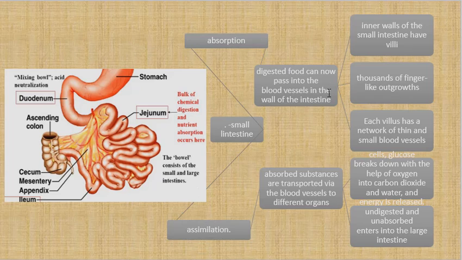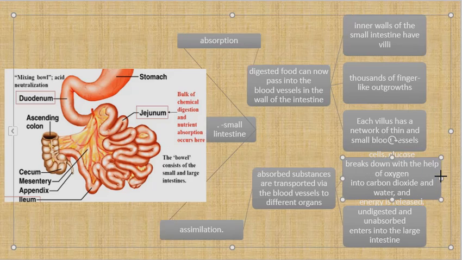What is absorption? Digested food can pass into the blood vessels in the wall of the intestine. This intestine has walls which can take the food that has been digested. The blood vessels of the walls of the intestine help in absorption of proper nutrients from the food. So the inner walls of the small intestine have villi, V-I-L-L-I, singular villus, V-I-L-L-U-S. There are thousands of finger-like outgrowths on the walls of the small intestine. Each villus has a network of thin, small blood vessels.